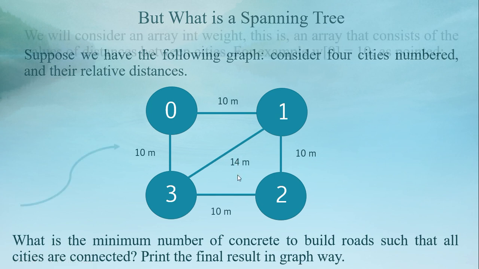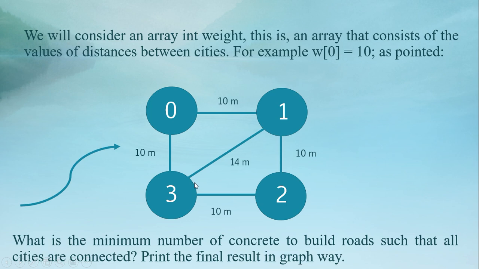So let's continue. This problem is very important, and I don't have enough words to say how important this is for the world in which we live, so it's very good to have this algorithm in hand. This is an array that consists of the values of distances between the cities. For example, these distances that are put here. From vertex 0 to 1, there is the distance of 10. From vertex 1 to 2, there is also a distance of 10, and so on.